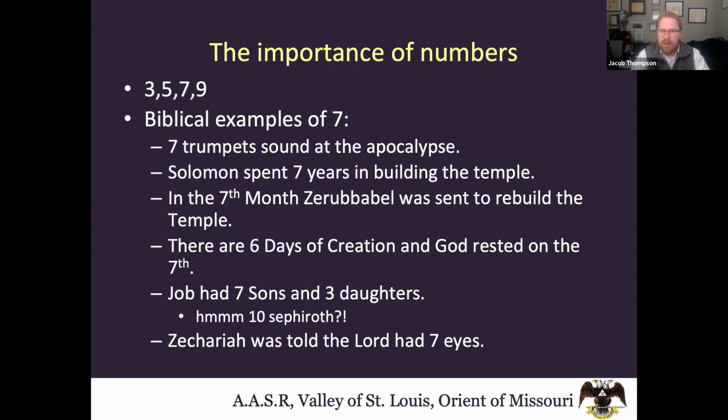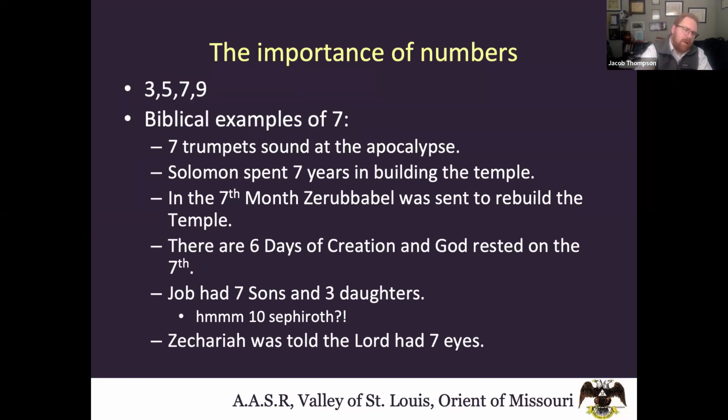especially the biblical examples he gives relating to the number 7 draw our attention. He talks about the 7 trumpets that sound at the apocalypse, Solomon's temple being built in 7 years, in the 7th month. Zerubbabel was sent to rebuild the temple, there are 6 days of creation, God rests on the 7th day. Job has 7 sons, 3 daughters, that equals 10. Perhaps that's something tied to the Kabbalistic tree of life and the 10 Sephiroth. Of course, Zechariah was told that the Lord had 7 eyes.